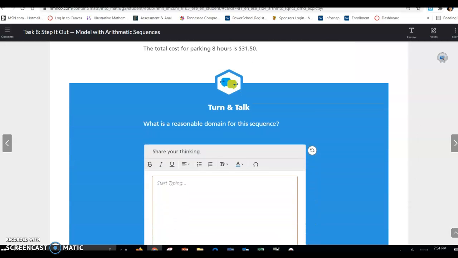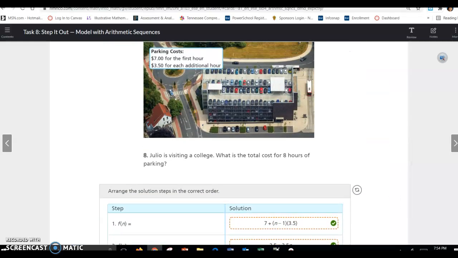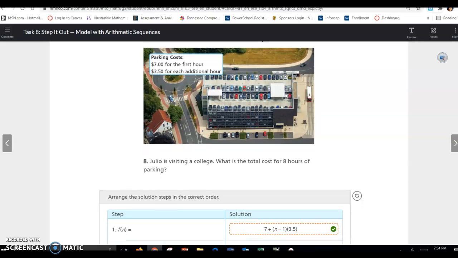All right, so what is a reasonable domain? We're talking about a parking garage and the number of hours you can park in a parking garage. Since there's 24 hours in a day, I would say 0 to 24 would be a reasonable domain. All right, that's all for task 8. If you have any questions, please let me know.